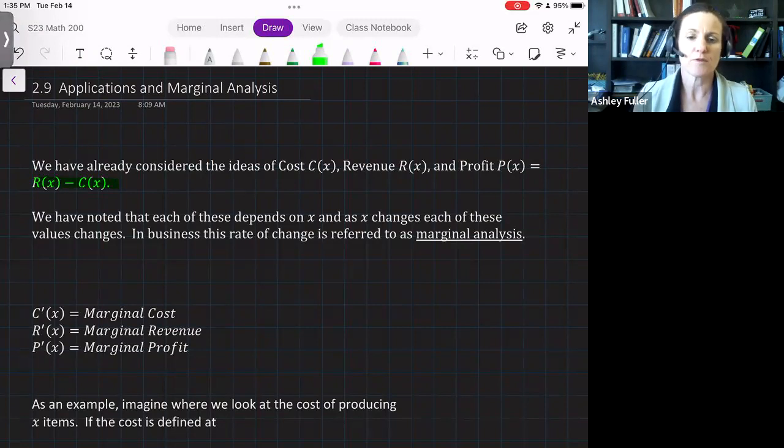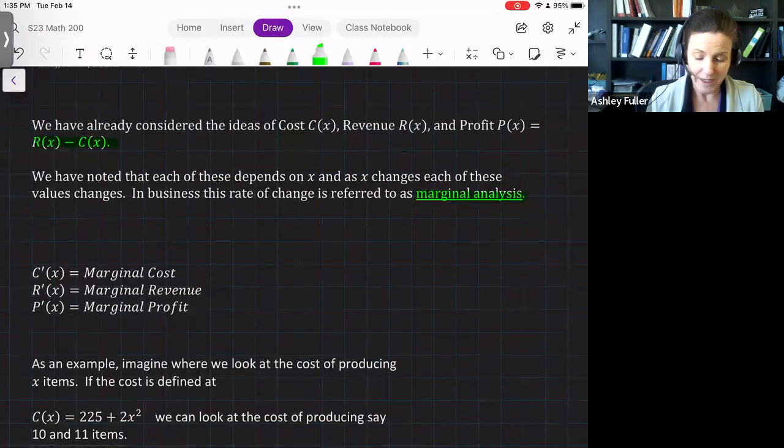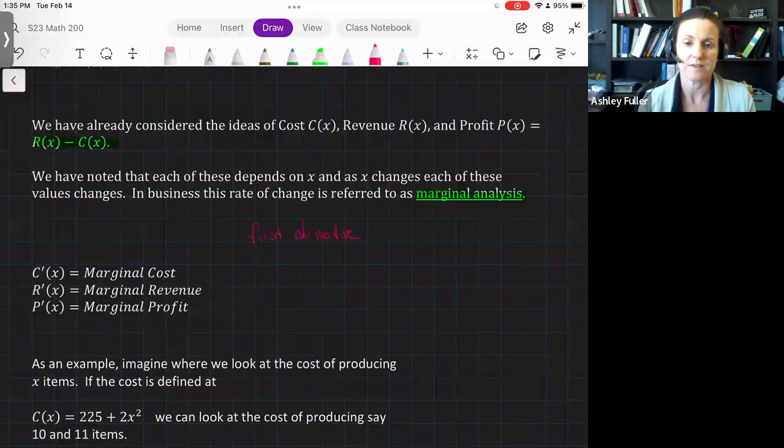And in business, we refer to this rate of change specifically as the marginal analysis. Remember that that rate of change is nothing more than a first derivative. The ability to calculate these first derivatives that we learned in the last section, we're now going to apply specifically to be able to calculate marginal cost, marginal revenue, and marginal profit.